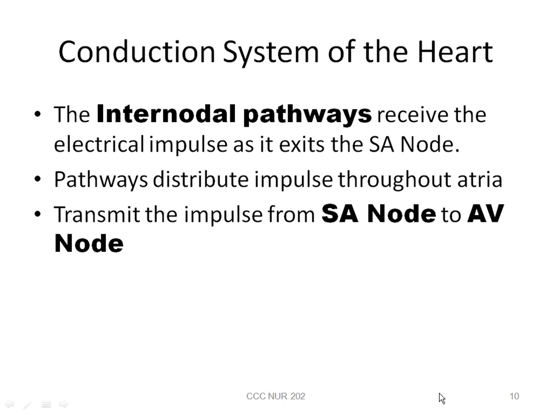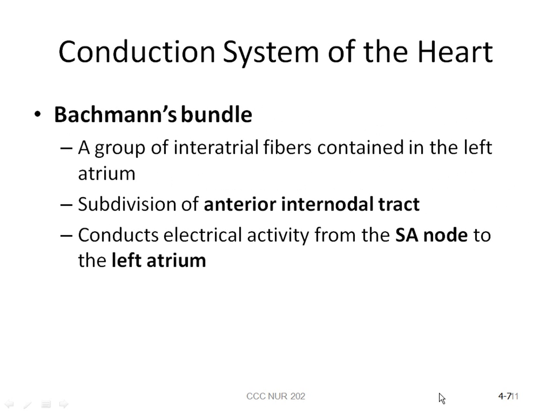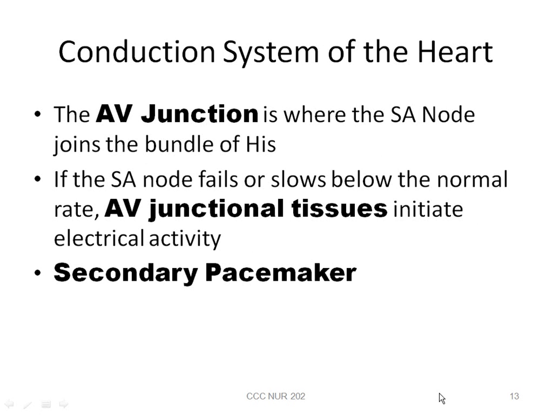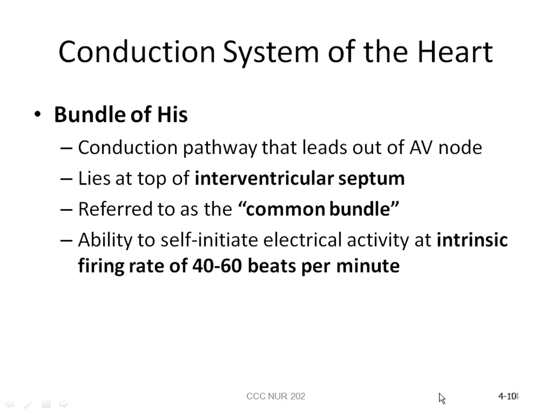We talked about the internodal pathways, Bachmann's bundle, which is part of that bundle branch system, and the AV node. Remember, the AV node is the backup pacemaker. The AV junction is where the AV node joins the bundle of His. If the SA node fails, that AV junctional tissue takes over and initiates the electrical activity.